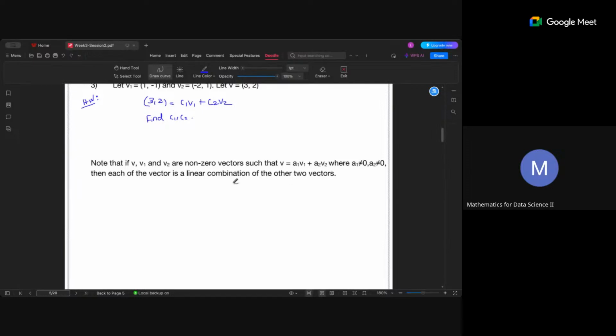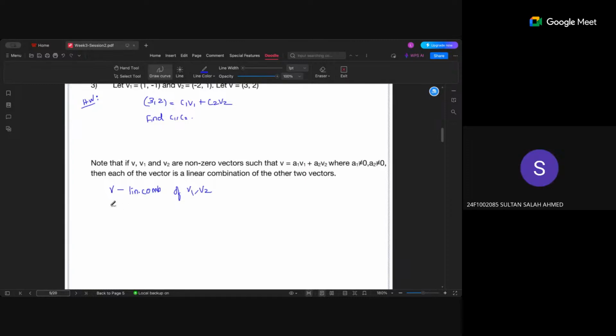First of all, everyone read this statement again and see whether you are able to understand. If not, you can ask me, I'll explain. Read the statement carefully. Yes, do you understand? Yes, ma'am. So from the given expression, what can we say? V is a linear combination of which vectors? V1 and V2.